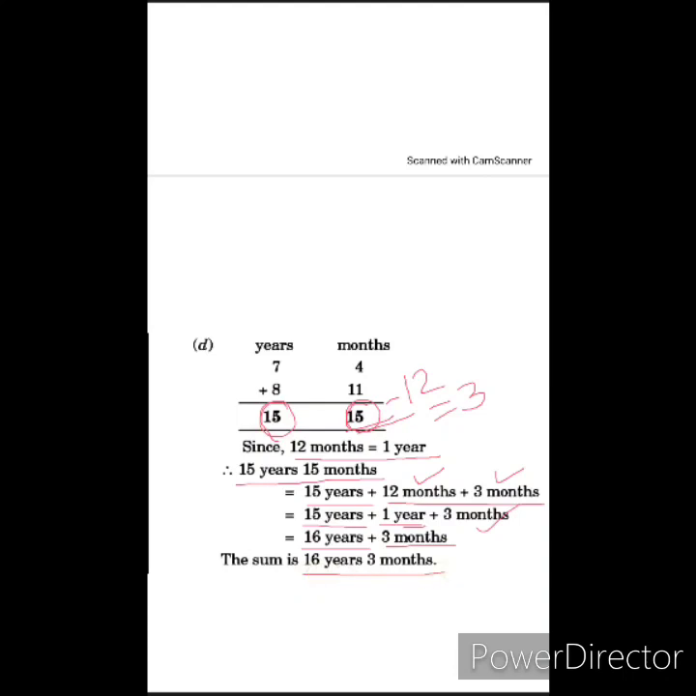Okay children, you have to see in the question whether the month part is exceeding 12 or not. If it doesn't exceed, then it will remain the same. But if it exceeds 12 months, then we have to separate it, and the 12 months we convert into 1 year as we have done here. Okay children, I hope you have understood how to do the additions. So students, you need to do exercise 11C in your notebook. Thank you.